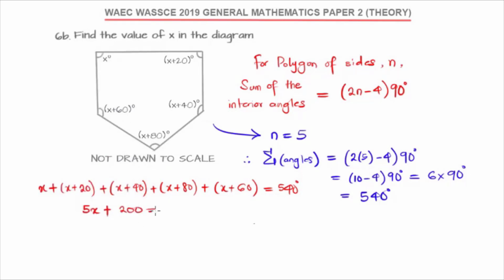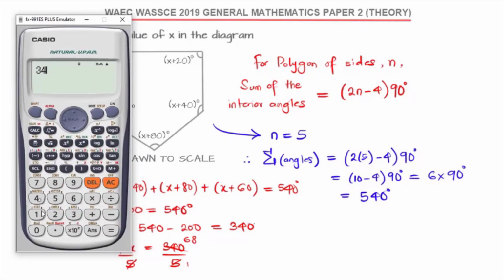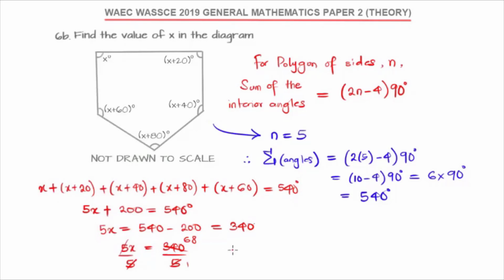So 5x plus 200 is 540 degrees, so that 5x will be 540 minus 200, and that will be 340. Okay, so we have 5x is 340, and if we divide both sides by 5, the 5 can cancel the 5 on the left hand side. 5 in 34, that will be 6. 5 in 40 is 8. So you can just confirm with calculator. 340 over 5, that's 68. So that means that the value of x is 68 degrees. All right.